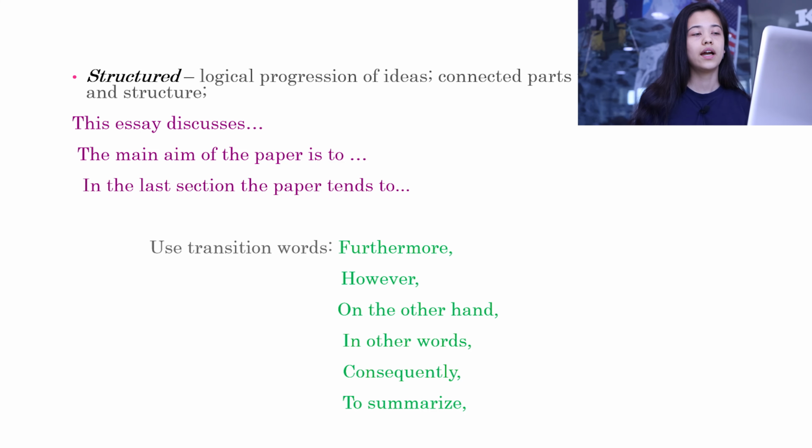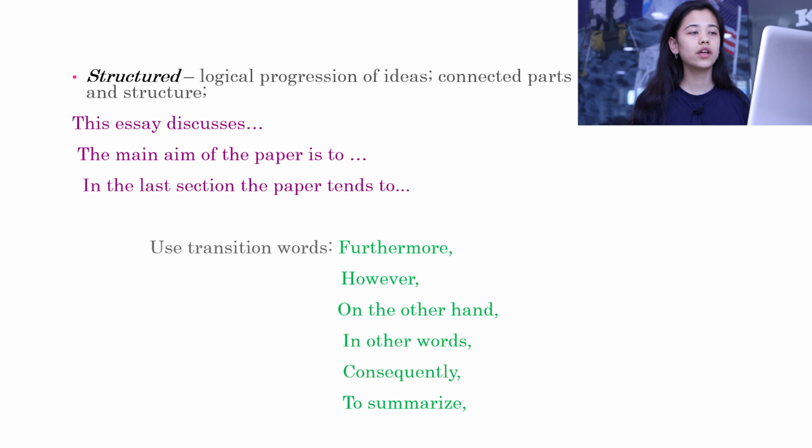The third feature of academic writing is organization and its structure. The way you organize an essay depends on the type of essay you are writing. It's useful to use signposts to help readers make sense of your essay's path. Signpost examples are: this essay discusses, the main aim of the paper is to analyze, to discuss, to reflect, and etc. Or you can say, in the last section, the paper tends to, and continue your position.